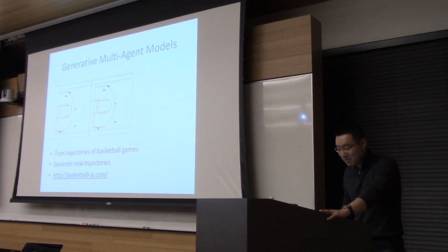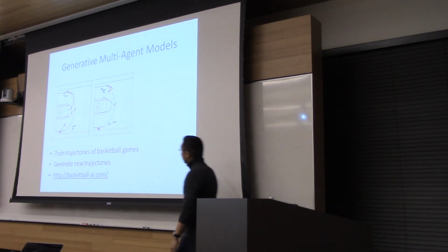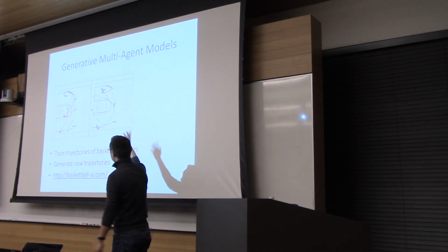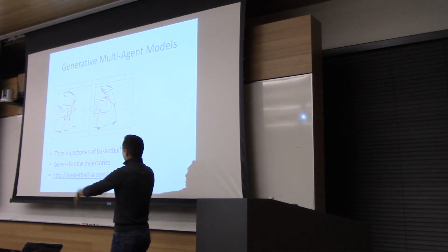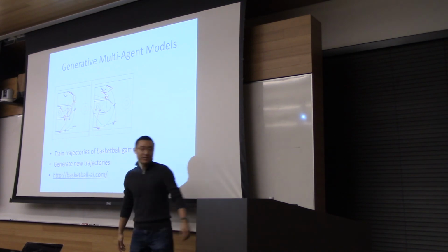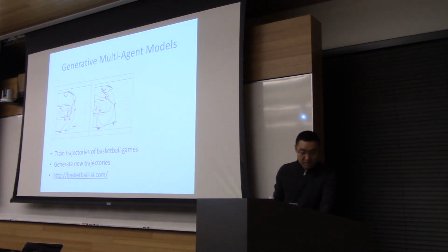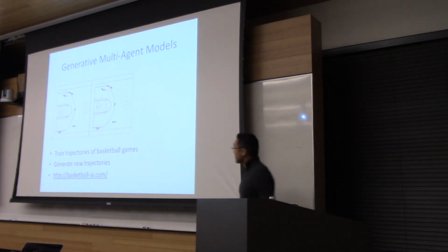Here's an example. We trained on trajectories of NBA games, and we want to simulate new trajectories of NBA games. One of these was generated by a generative model that we designed. One of these is a baseline.